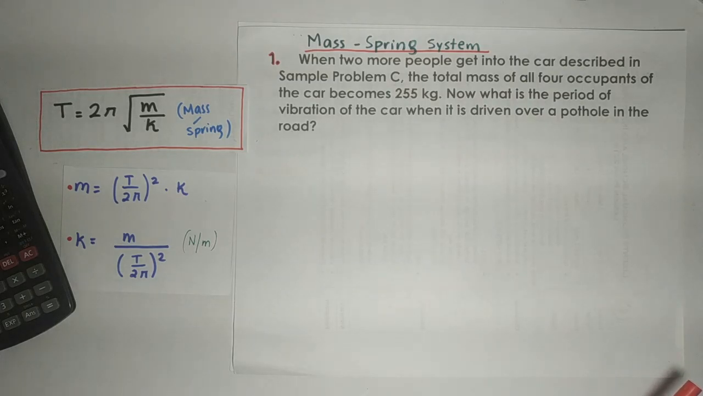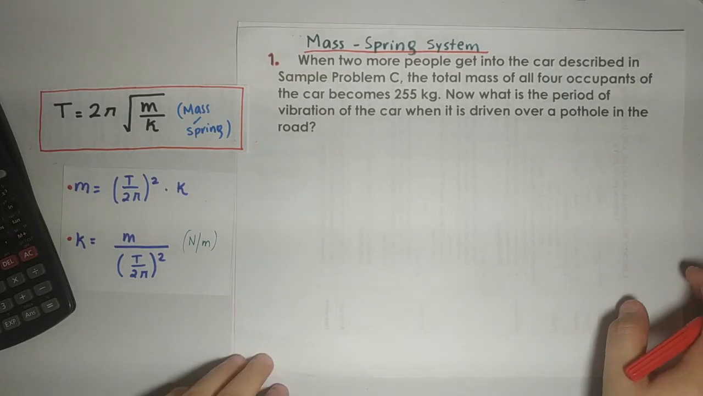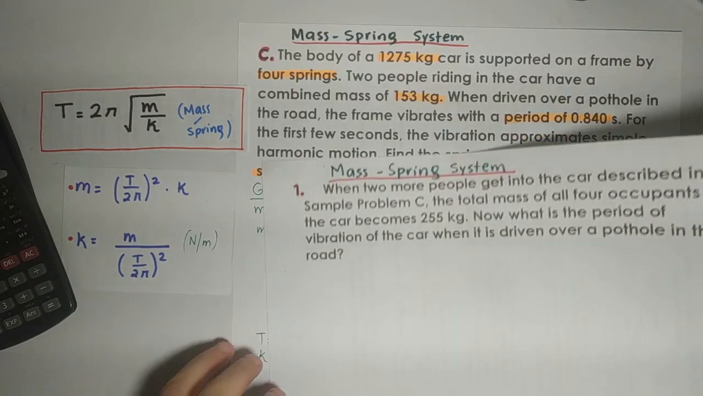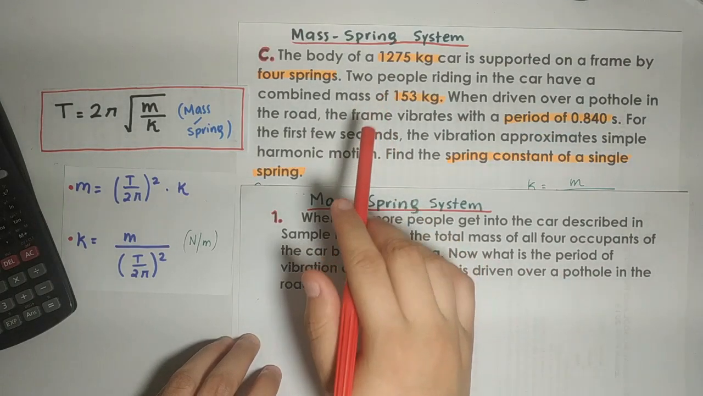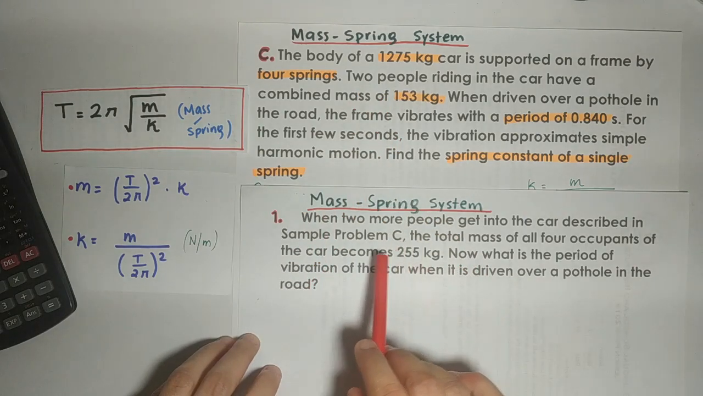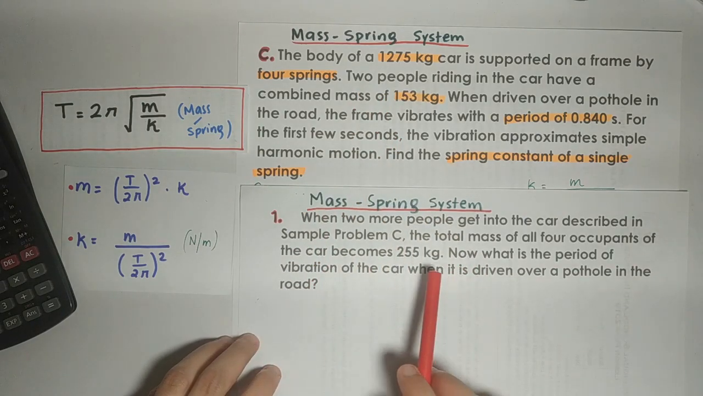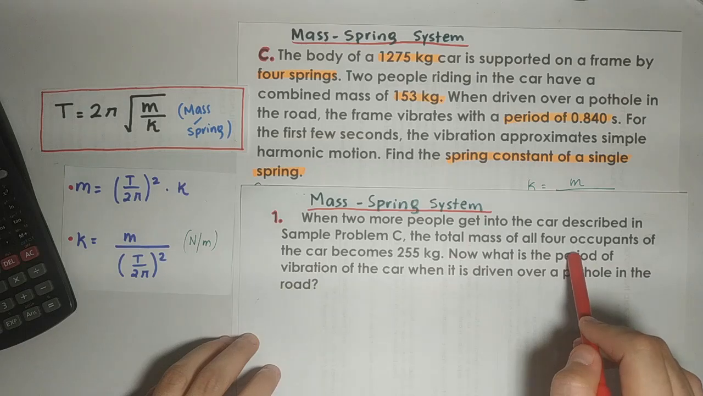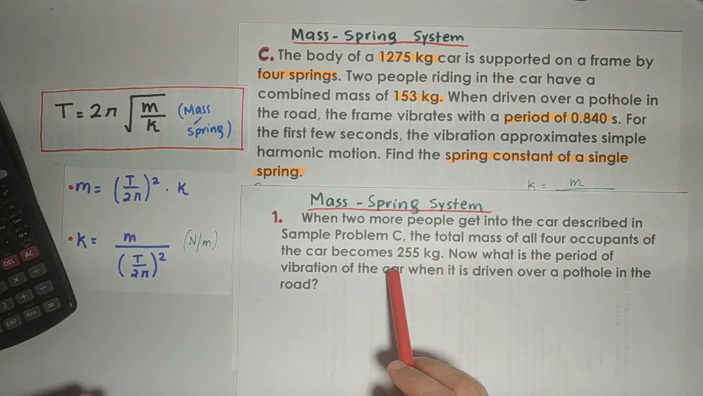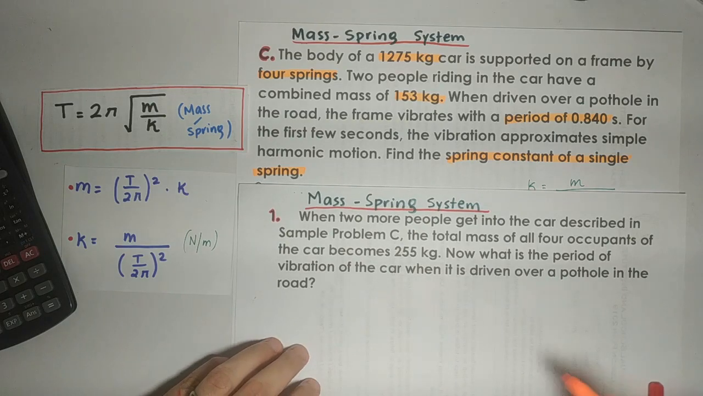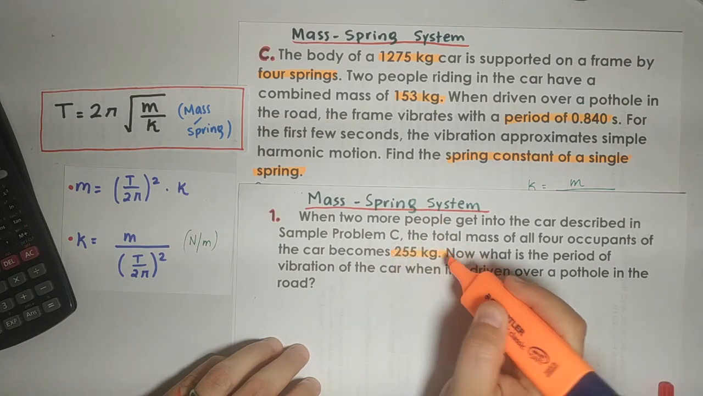We're talking about the same car, but now it says when two more people get into the car described in the problem before. Okay, let's just see it. When two more people get into the car, the total mass of all four occupants of the car becomes 255 kilograms. Now, this is the mass of the four people in the car.